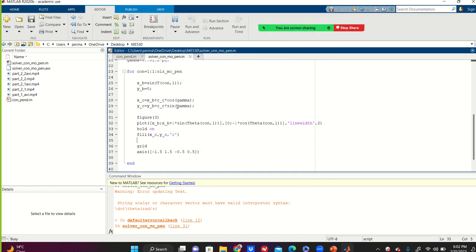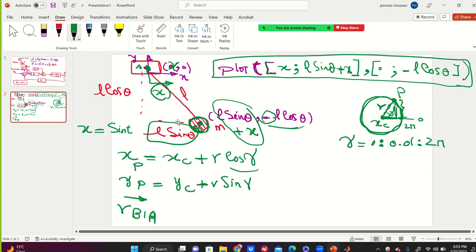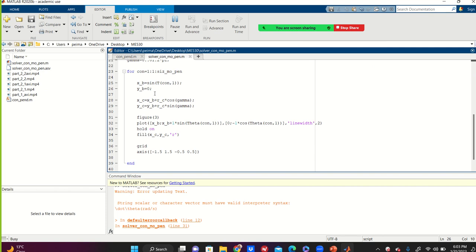Hold on. X of C, Y of C. Oh, Y of base, guys, not Y of base. I'm stupid, guys. This is center. Center is x plus L sine theta. I made a mistake because I'm doing this with you. I'm teaching from my mind. So this is gonna be this. See what I'm saying? What was my mistake?